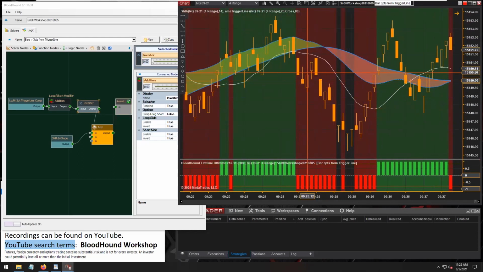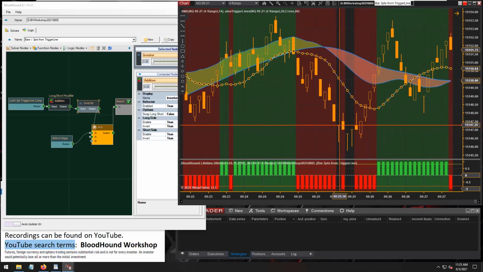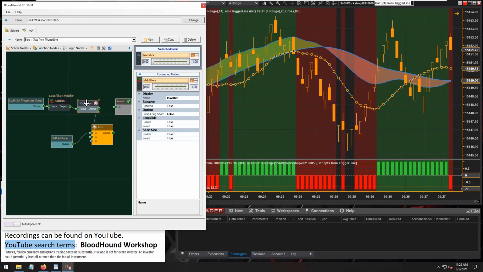Here we go. So our moving average is sloping down, so there's definitely going to be a short output from that slope solver. And we can see that on these couple of bars, where they're more than 3 points away from the trigger line, there's no output. That slope solver output has been blocked. So using the inverter is one way to do it.